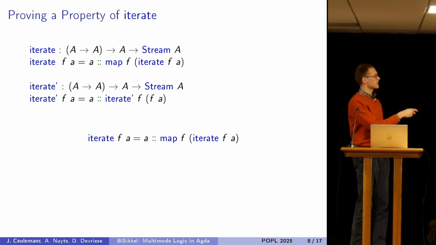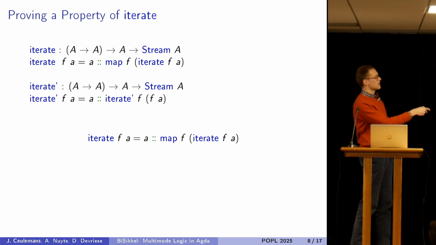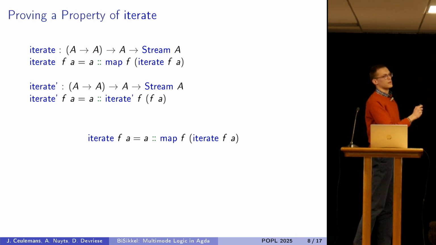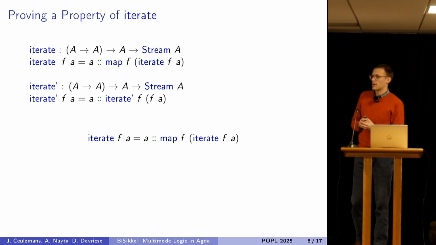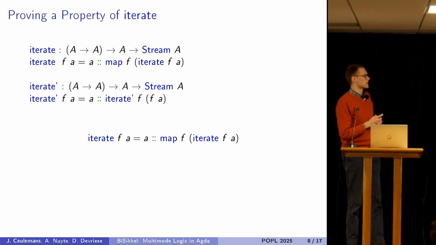We could also just say, we get this iterate prime here, that the head is again A, but the tail is iterate prime of F and F of A. So now we have two algorithms that should compute the same stream. Can we actually prove that they compute the same stream?